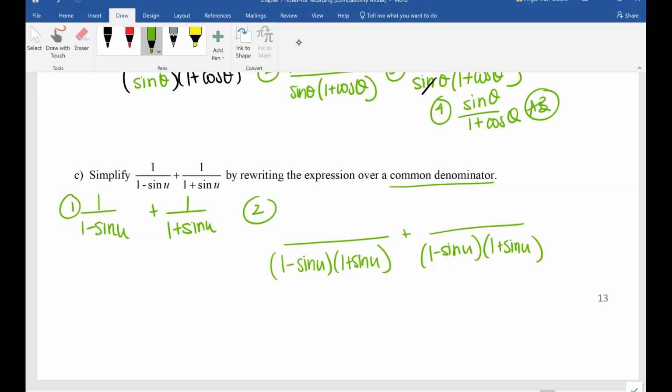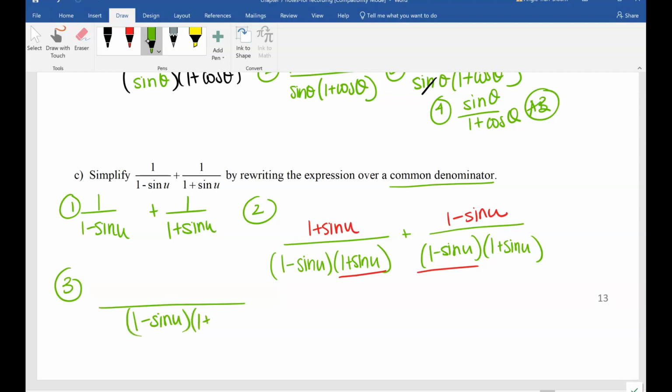Okay. So as you can see, the first fraction I multiply by 1 plus sine of u. So what I multiply to the bottom, I will now multiply to the top. Now the second fraction I multiply by 1 minus sine of u. So number 3, we now have a common denominator, so we can put the numerators together. On the top, I have 1 plus sine of u plus 1 minus sine of u. From here, we can see if we can simplify a little bit. Bam and bam. So that allows me to say, oh, wait, that's really 2.